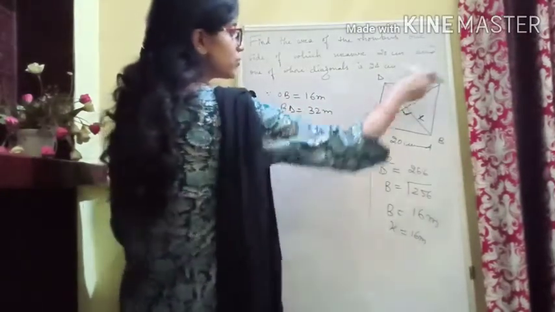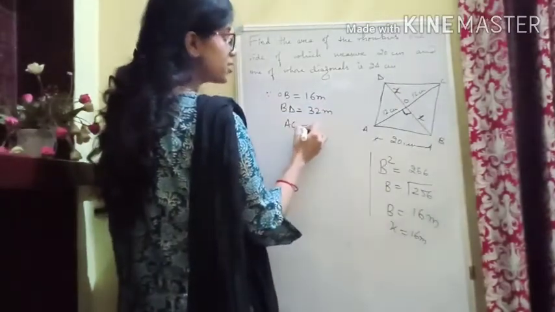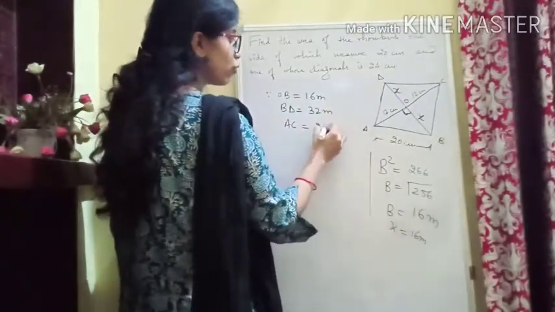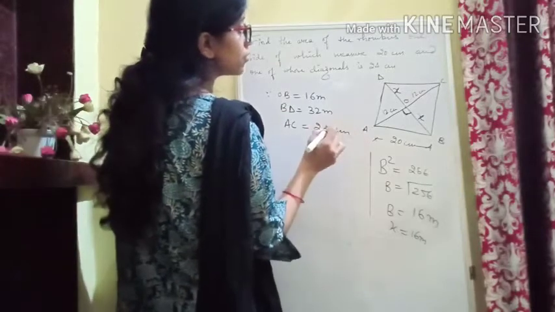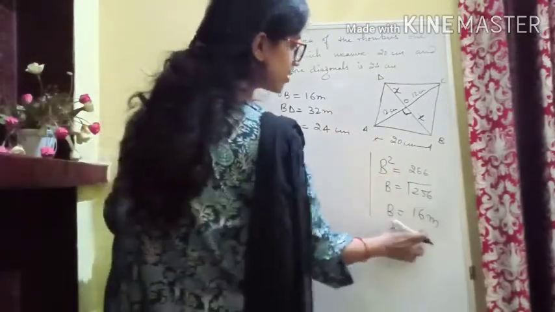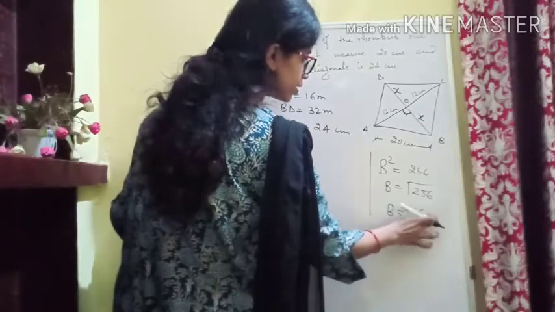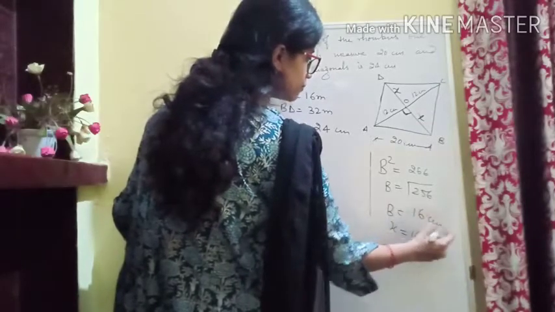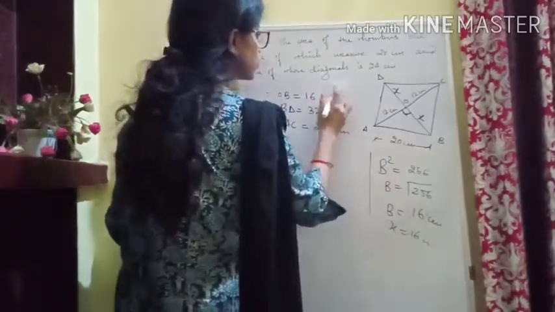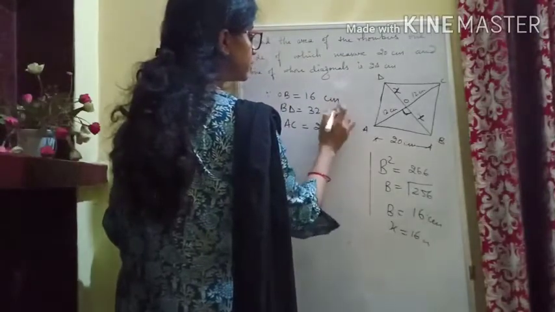And likewise, what is the other diagonal? AC is already given, 24 centimeter. I think the values are given in centimeter, so I should be writing it in centimeter. Okay, so the unit is actually centimeter.